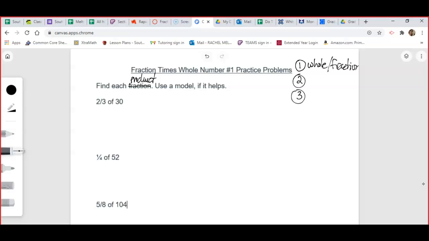Step 2 is multiply across the numerators and denominators. Okay, I'm going to do it like this. Okay? And then Israel, what is the last step? Okay, Brielle, what is the last step? Divide. Okay.